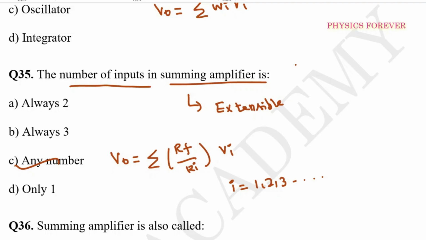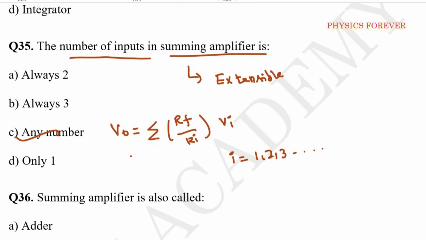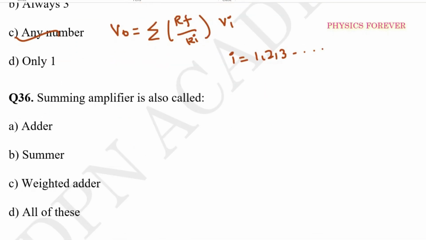So if they want to ask a little more difficult question, they can ask it like this. Okay, so next, question number 36: summing amplifier is also called adder, correct; summer, correct; weighted adder, correct. So all of those are correct. Okay, so then only one example they will ask. So I have given everything, so that whichever they ask you will know, because we have to give all the options in one question.